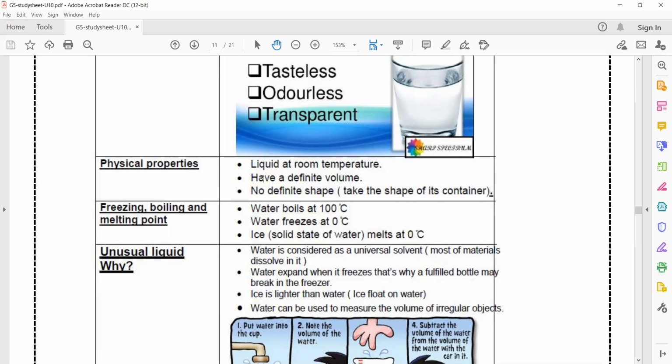Water, because it's a liquid, has a definite volume and has no definite shape. It takes the shape of its container because it's liquid. Water in the liquid state has definite volume and no definite shape, or its shape changes according to the container that you put it in.